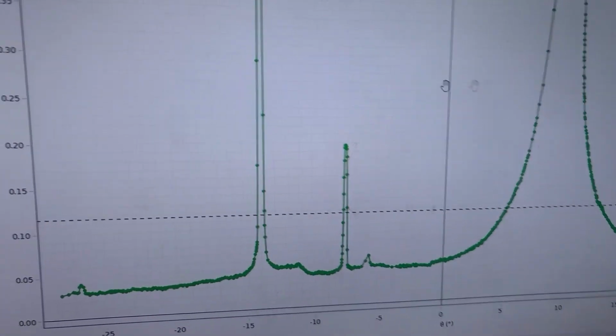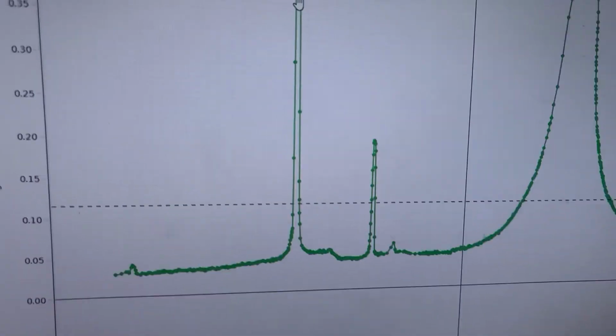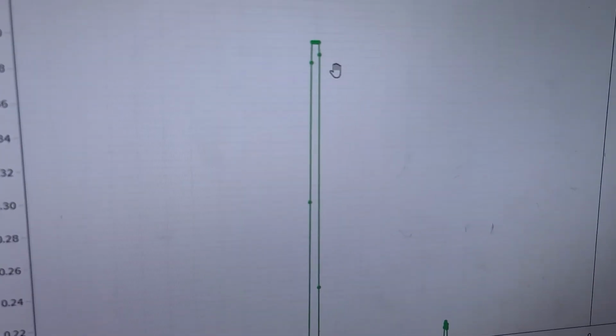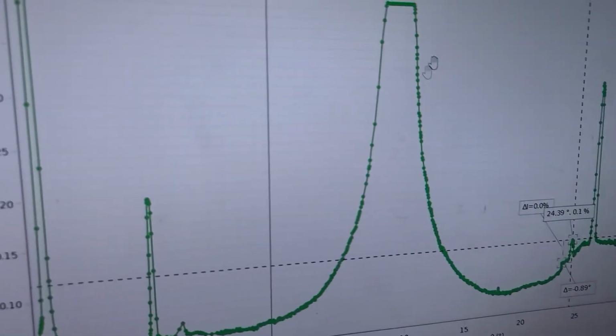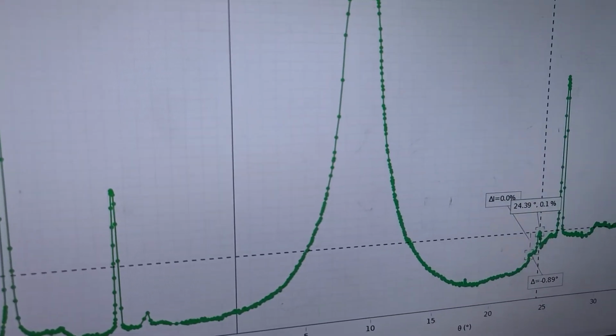As you can see, we also scanned the red line here, but the red line is saturated because of the gain. So we need to scan the red line with a lower gain so that it doesn't saturate. This is the central peak. That's the red line.